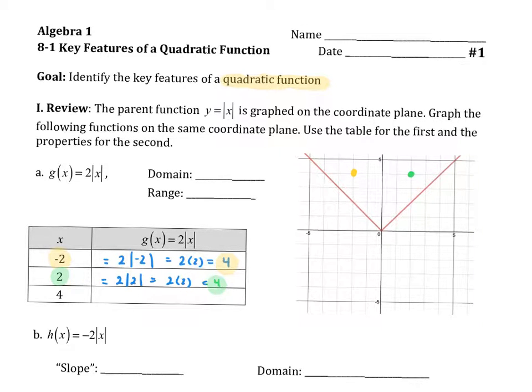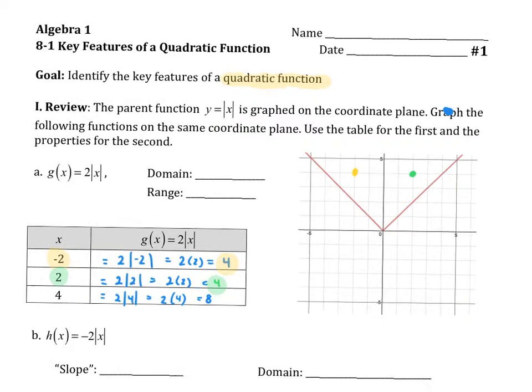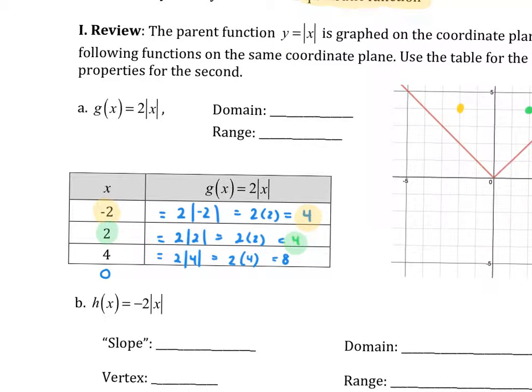And the next one is going to go off-grid, so I'm going to have to estimate that. So 2 times the absolute value of 4, and we get 2 times positive 4, which is 8. And that one we can graph somewhere up here. Now, one thing I forgot to mention is I should have had you graph 0, 0 when you plug in a 0, and the output would have been 0.